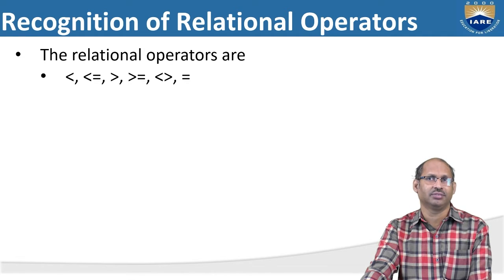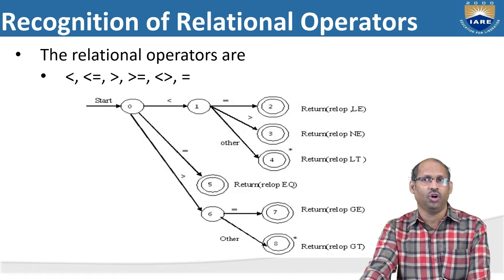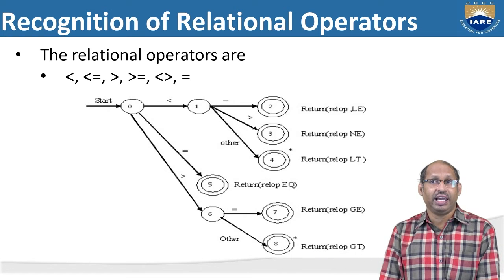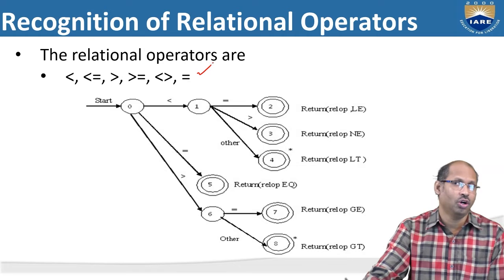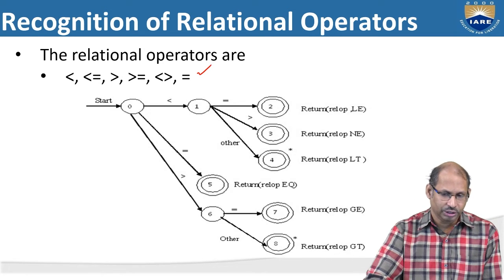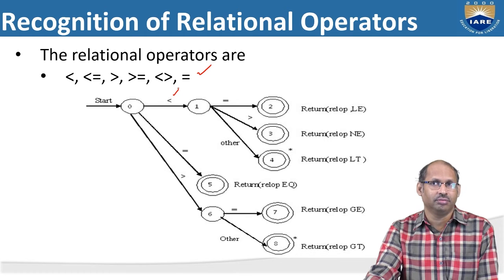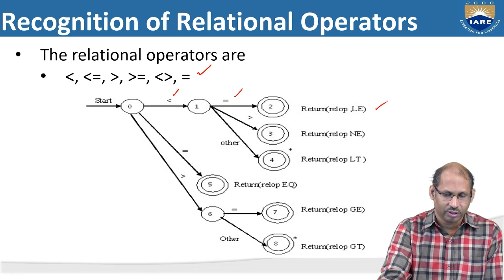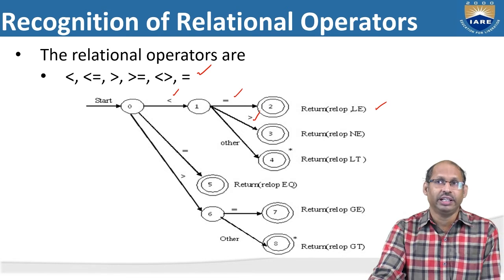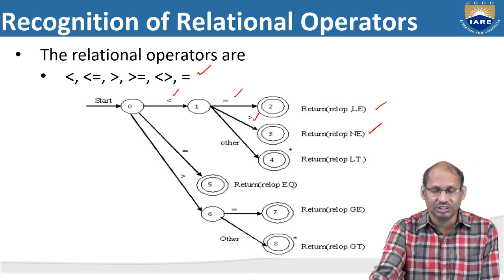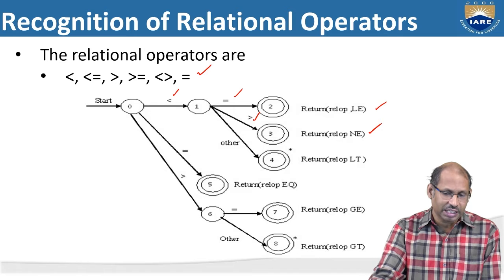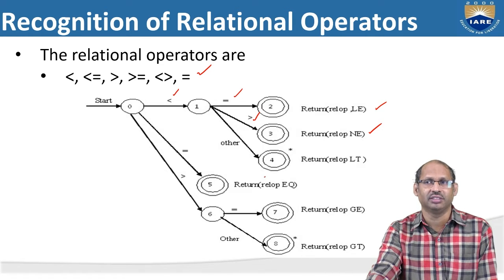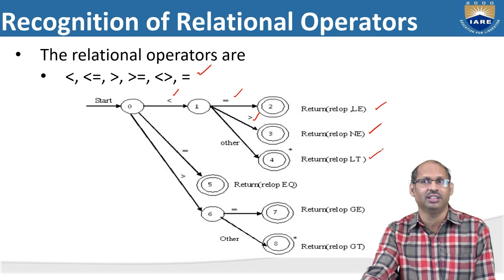Then relational operators. Recognizing the relational operators. Now, this is a transition diagram to accept and check all these relational operators. Right? So here, less than. If it is followed by equal, it is less than or equal. If it is followed by greater than, it reaches the final state 3, and we say it is not equal. If it is any other character, then it will simply return the relational operator less than.